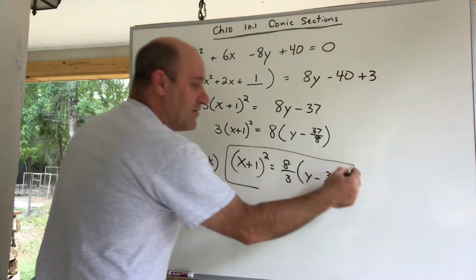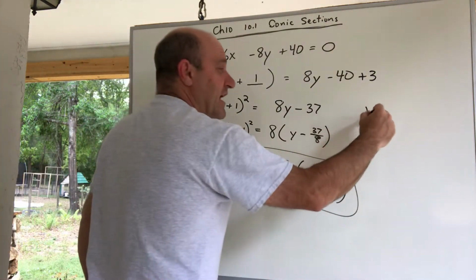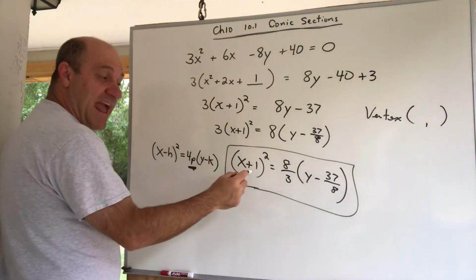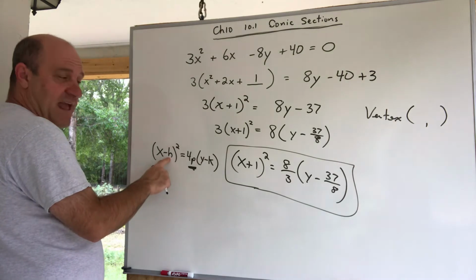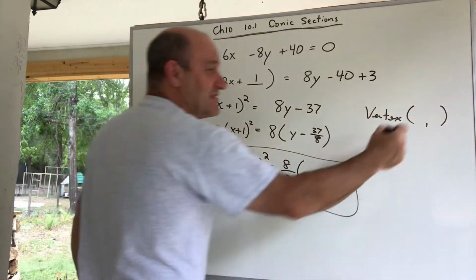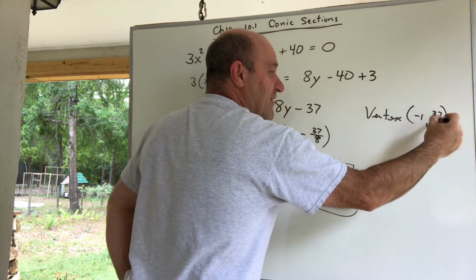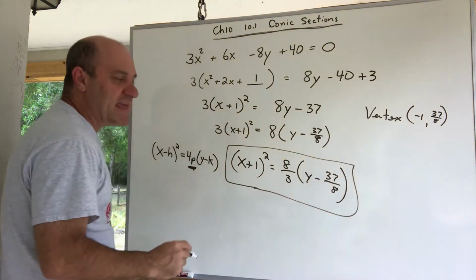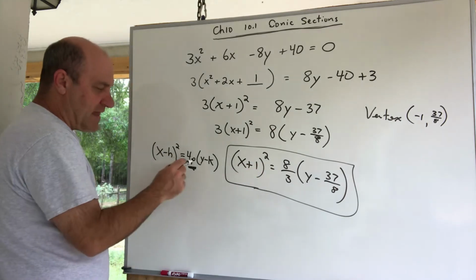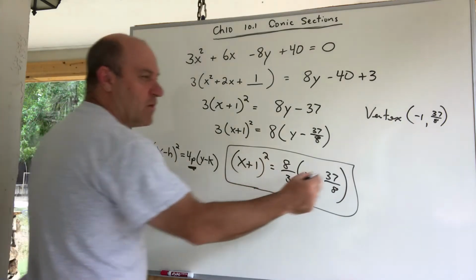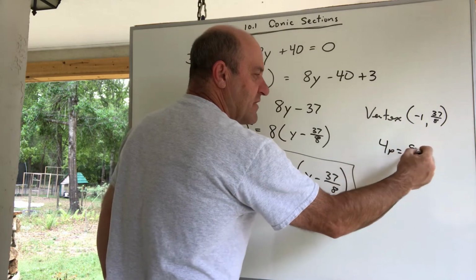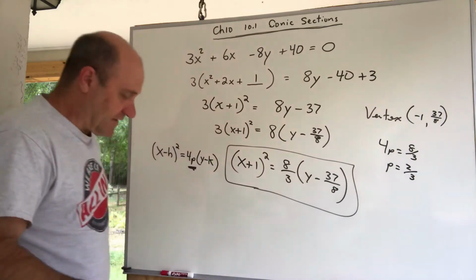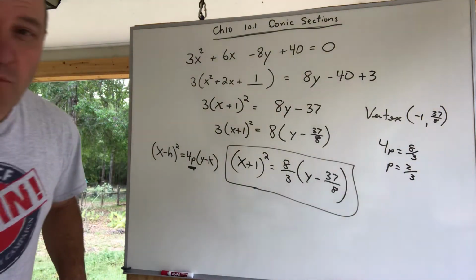And when it's in standard form, I can identify the vertex. The vertex is that h, k: negative 1, 37/8. Negative 1, 37/8 is the vertex. And what I'm looking for is to identify the number p. What's sitting there is 4p. So 4p equals 8/3. So p is 2/3. Now, I haven't told you what that is yet. I guess I will now.